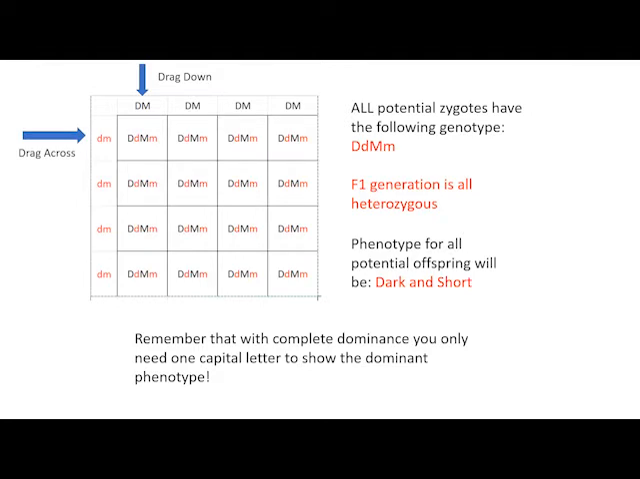Now, since this is the F1 generation inside the box, you're going to see that the genotype is all the same. They were all heterozygous, big D, big M, little m. And because each of these had a capital letter, a big D and a big M, that means their phenotype is all going to be the same. They're all going to code for dark, short individuals.